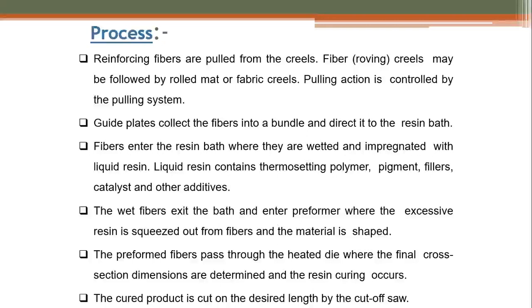Then the wet fibers exit the bath and enter the preformer, where the excess resin is squeezed out from the fibers and the material is then shaped. Then these fibers are passed through the heated die, where the final cross-section dimensions are determined and the resin curing also occurs. Then the cured product is cut to the desired length by the cut-off saw. So this is the general process which we use to define the process.